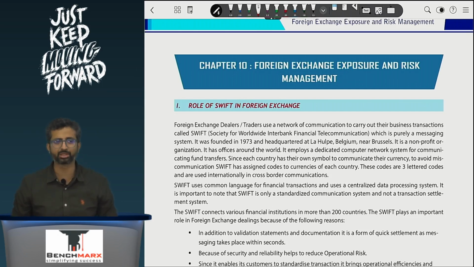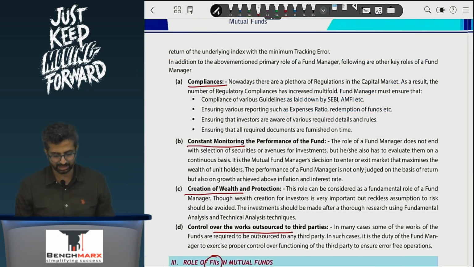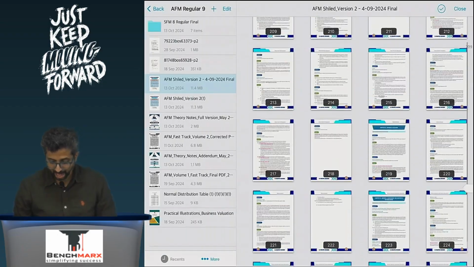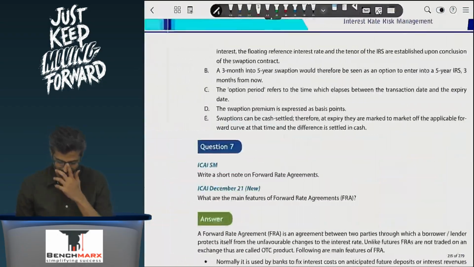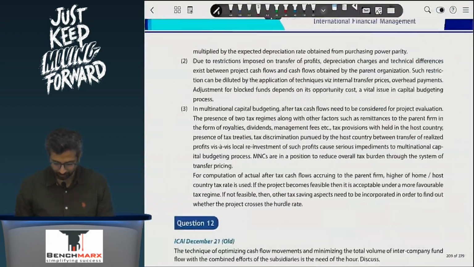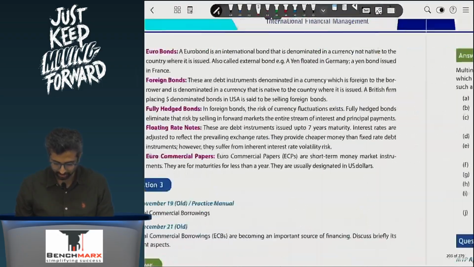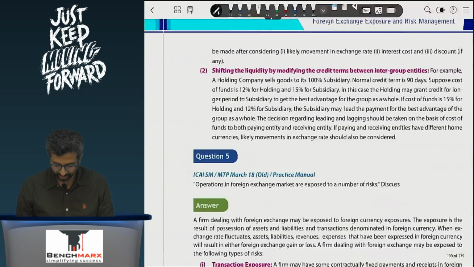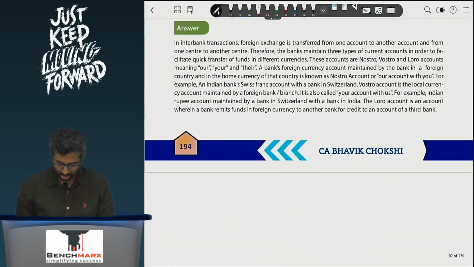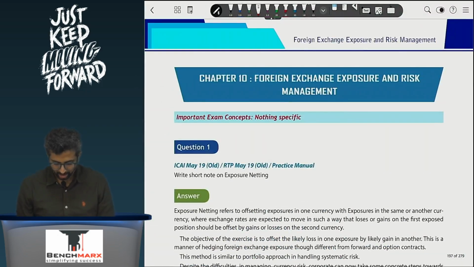I would say among the topics, Forex has some of the least importance when it comes to asking theory questions on Forex per se. So let's go to Forex and quickly review it once. Where is Forex? So, note on exposure netting. Remember we have studied netting and matching in foreign exchange. You try to net off what?